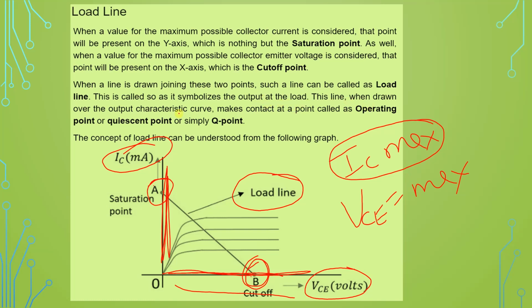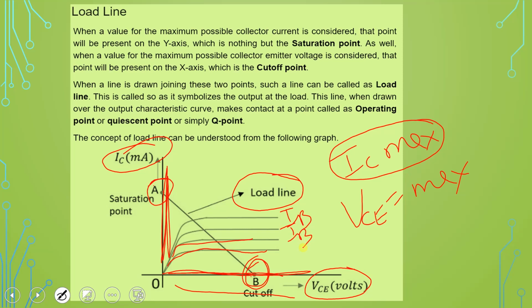This line, when drawn over the output characteristics, makes contact with a point called the operating point or quiescent point, or simply Q point. When we join this line from A to B, it touches the curves, which are our curves of IB current.